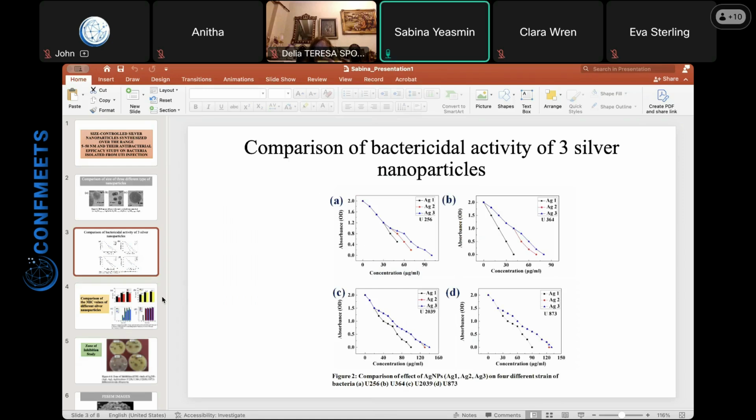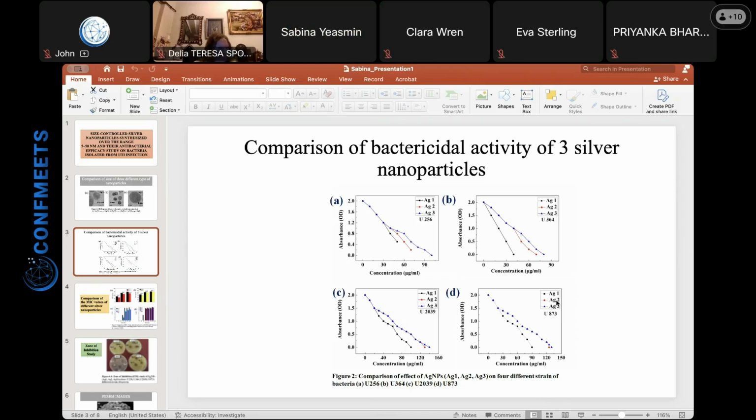Here we study the activity of 3 silver nanoparticles on 4 strains, 2 from E. coli and 2 from Staph aureus. Here are the strains U2056 and U2039. These strains we generally isolated from UTI infected patients. E. coli we know is a gram-negative bacteria, and Staph aureus we know is a gram-positive bacteria.